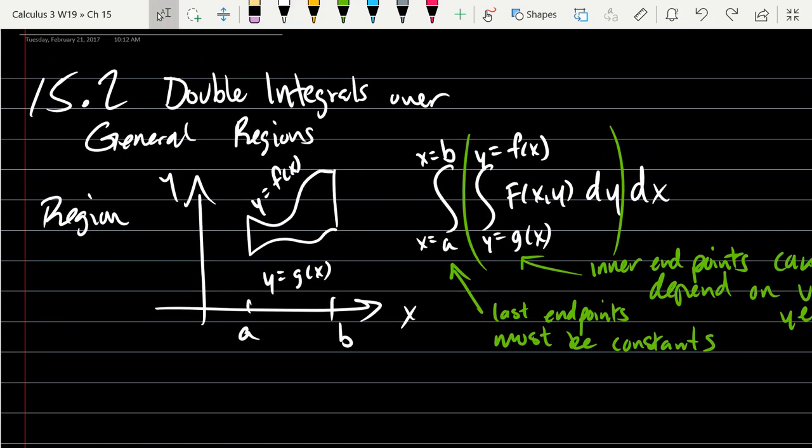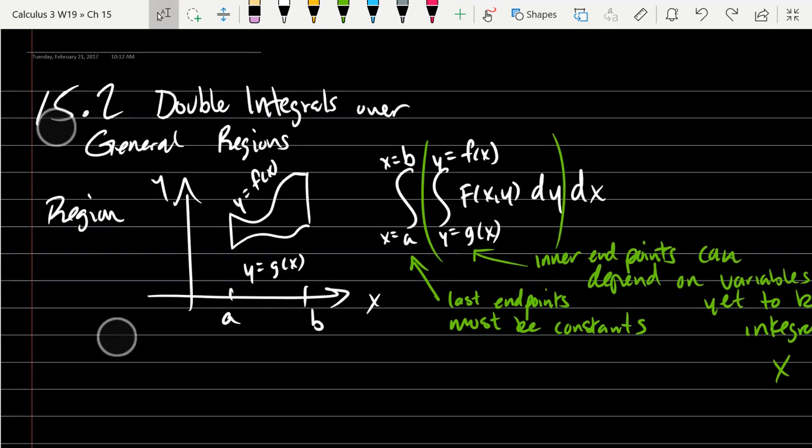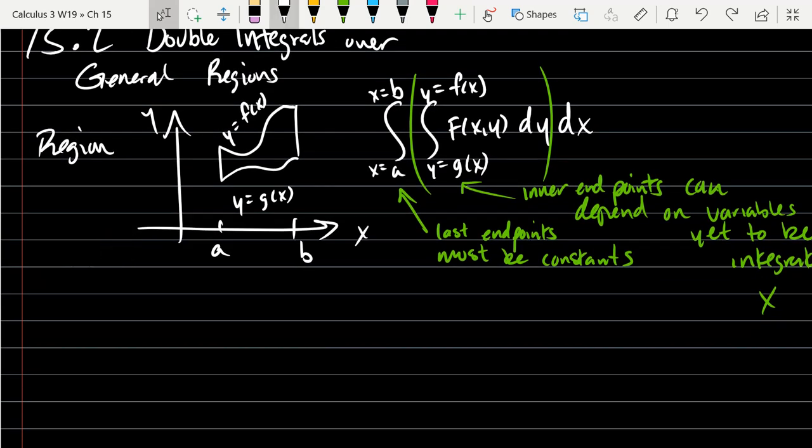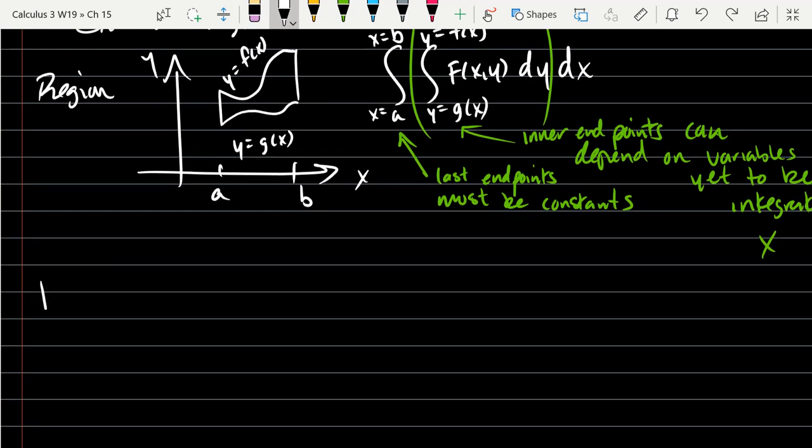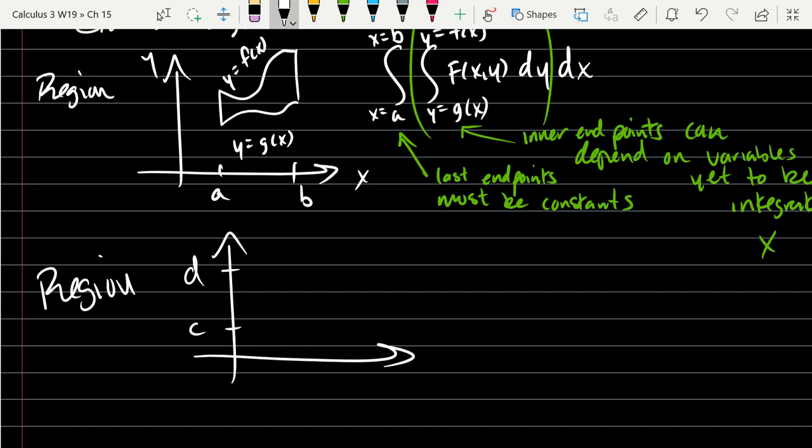So I forget if this is type 1 or type 2, but I think your book labels one of them as type 1 and the other as type 2. I don't have that information. So I won't say which one's type 1 or which one's type 2, but the other type, this type will have a C and a D y value. So there'll be a flat line at C and a flat line at D. And now our region can have a curve on both sides.